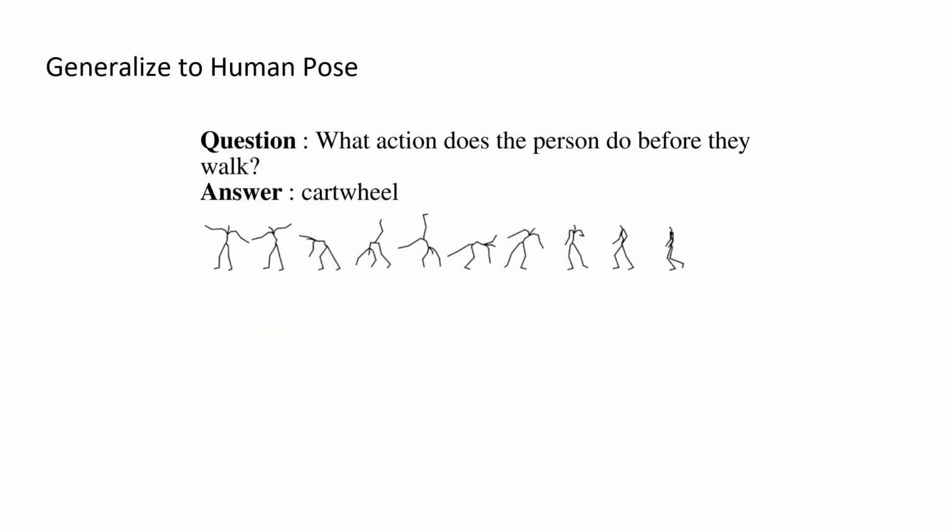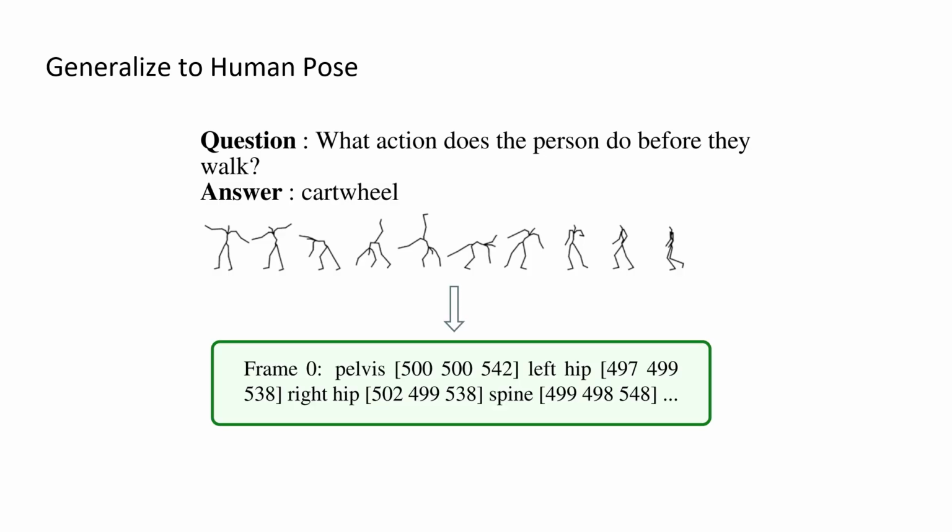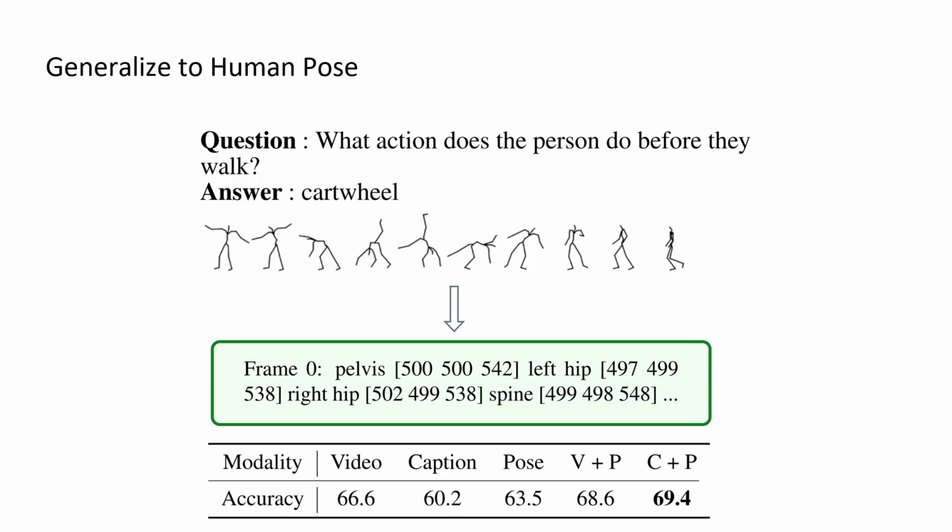Our method can also generalize to richer visual elements. For example, we can represent human pose key points in language and feed it into the LLM. We evaluate this method on human motion QA. The pose-based inputs outperform captions and synergize effectively with visual embeddings and captions.